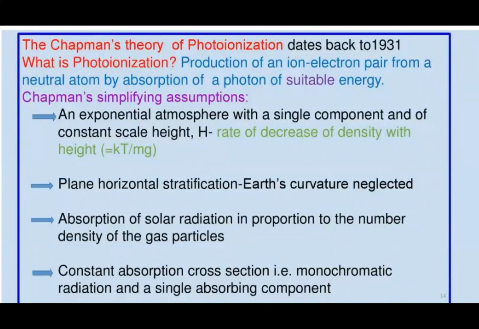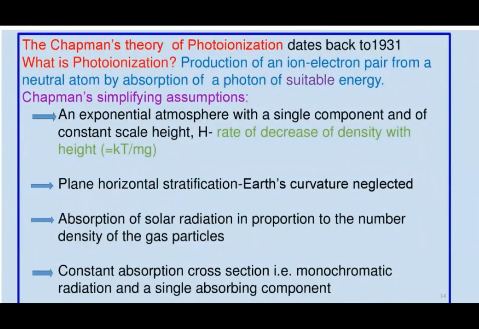Then another assumption he made is that the atmosphere is plane horizontal stratification. That means there are different horizontal layers. The properties of the layer do not change much in the horizontal direction, but in the vertical direction, they change. That is the meaning of horizontal stratification. And by plane, it means the Earth's curvature is neglected. Then he assumed that the absorption of solar radiation is proportional to the number density of the gas particles, which is true. If there are more gas particles, more energy will be absorbed from the solar radiation.